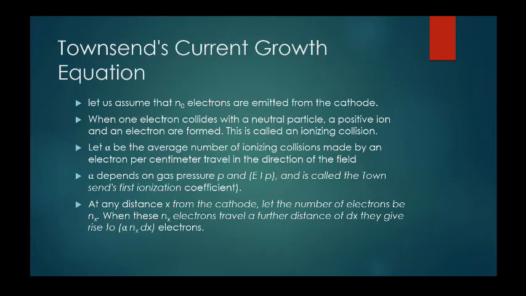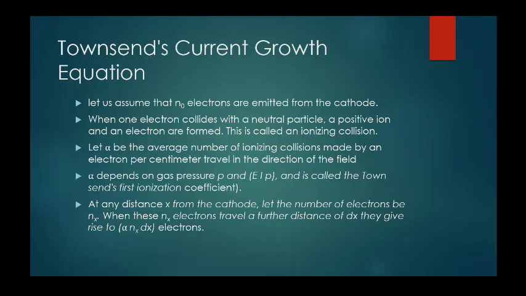Now here let alpha be the average number of ionizing collisions made by an electron per centimeter of travel in the direction of the field. Note that alpha depends on gas pressure P, and E by P is called the Townsend's first ionization coefficient.